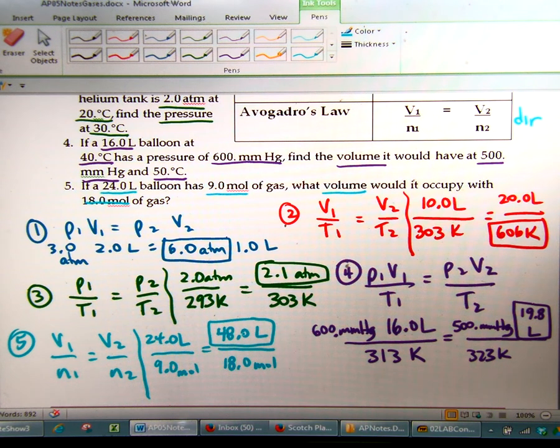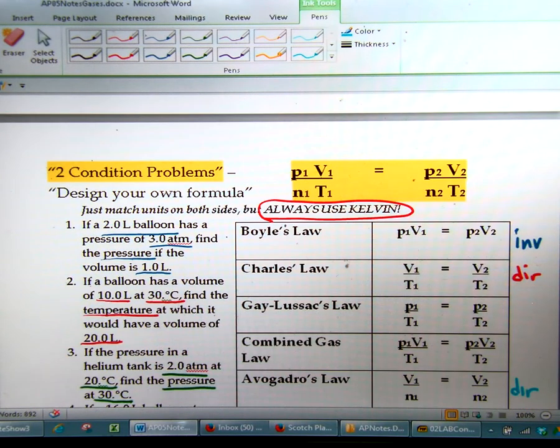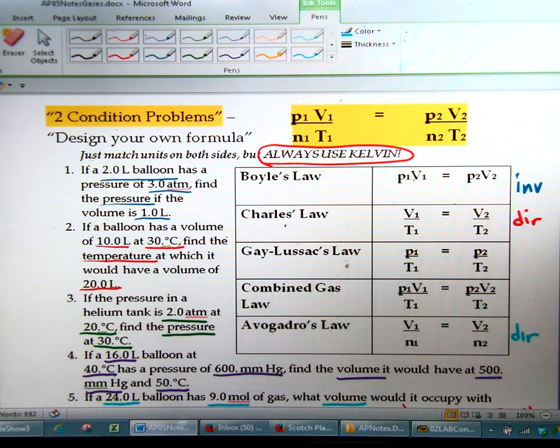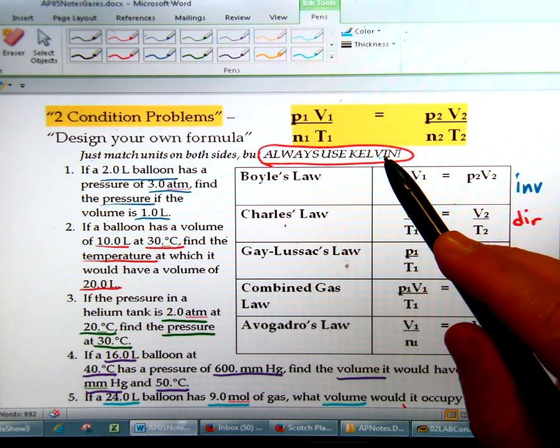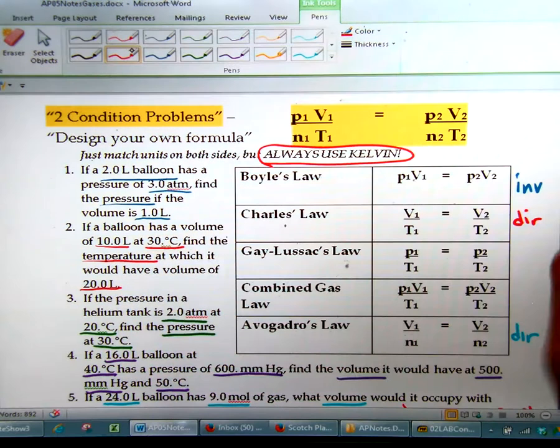So these are what we call two-condition problems, and you can design your own formula, and as long as you understand that you can use any units you want except that Kelvin is mandatory, then you're fine. So match your units, except Kelvin no matter what. And you can also tell that this is a direct relationship between pressure and temperature.